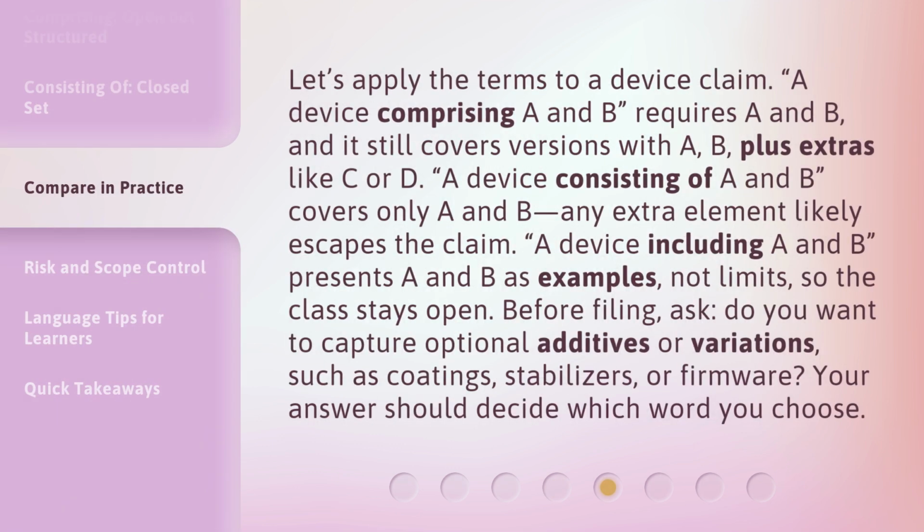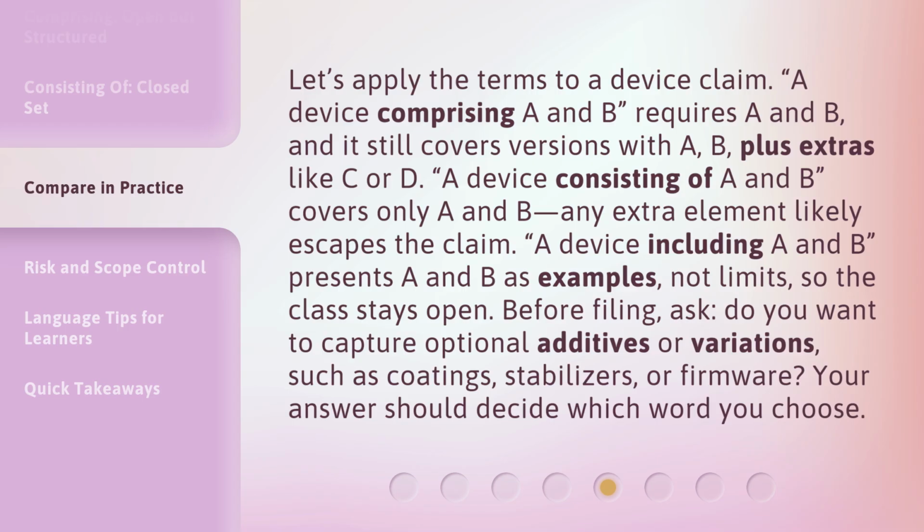Let's apply the terms to a device claim. A device comprising A and B requires A and B, and it still covers versions with A, B, plus extras like C or D. A device consisting of A and B covers only A and B. Any extra element likely escapes the claim.